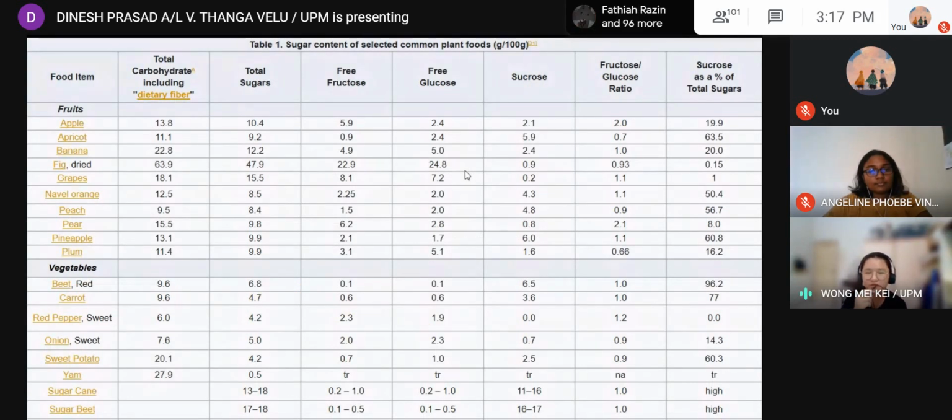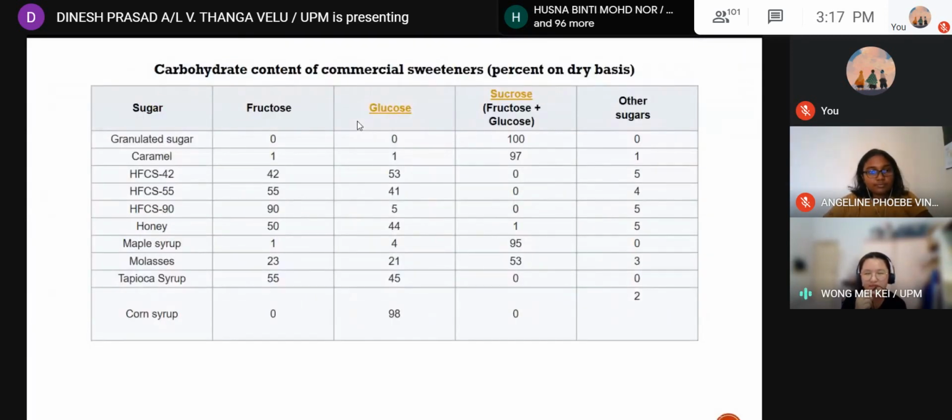This table shows the sugar content in some common plants, such as fruits, vegetables, and also grains. So you can take a look at it. Okay, so the next is carbohydrate content in some commercial sweeteners. So the HFCS is actually the high fructose corn syrup.